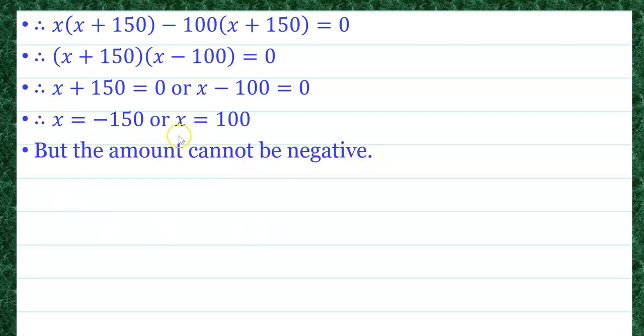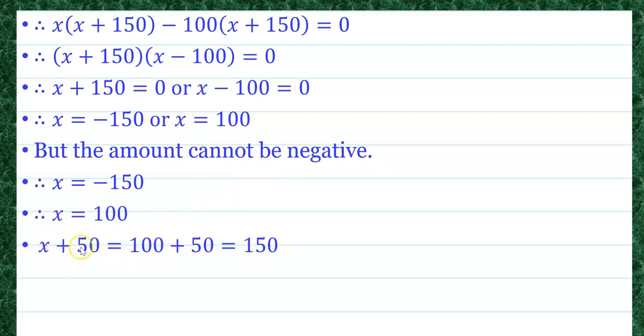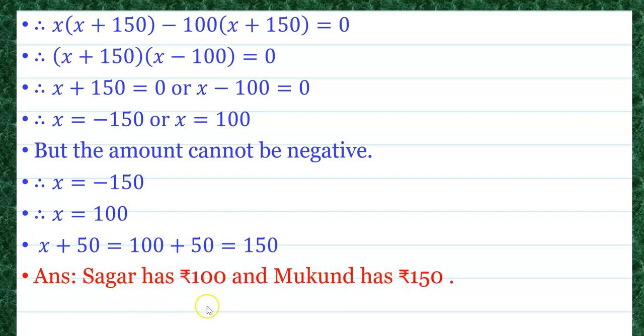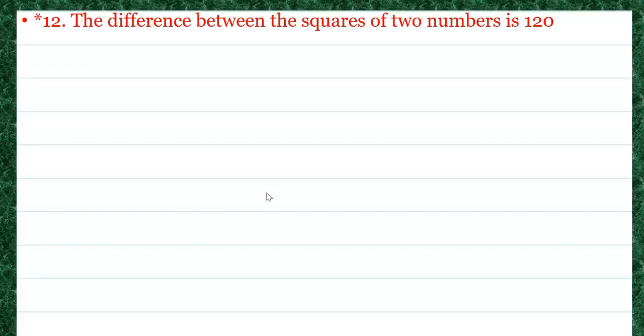The amount cannot be negative, therefore what x do we take? We take 100. x is equal to 100 and x plus 50 means what, it is 150, and therefore Sagar has ₹100 and Mukund has ₹150. Okay, now the next, example number 12, we will take here.